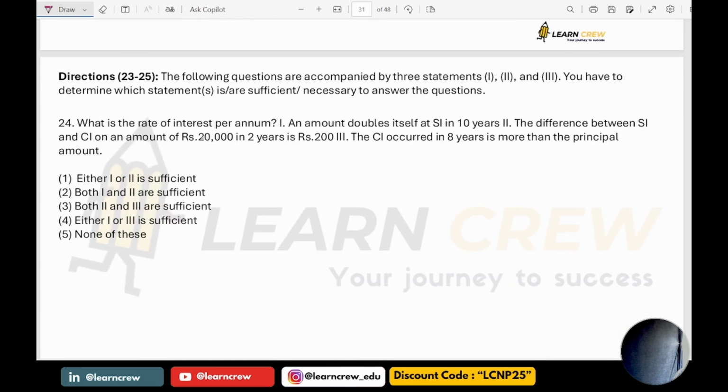What is the rate of interest per annum? An amount doubles itself in 10 years. So if 100 becomes 200 in 10 years, on 100 you are paying an interest of 100, thereby rate of interest is 10%. So you can find it only with the help of 1.